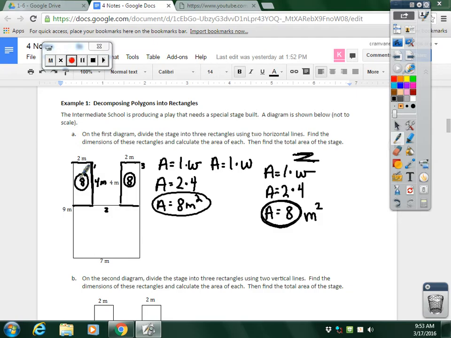All right, last one to go. Okay, the second one. I can see I have a length of 7 and a width I'm not sure of, so I'm going to have to calculate it.